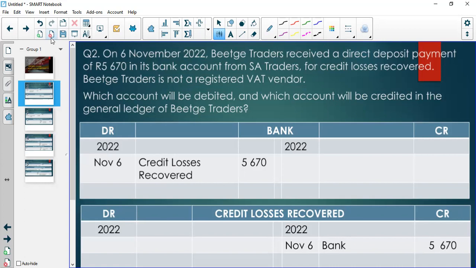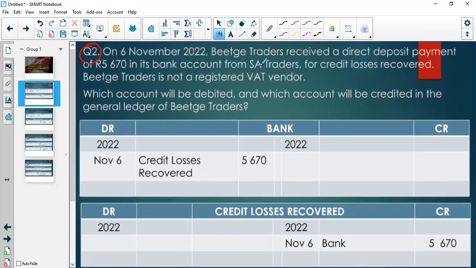Now we have question 2, which is very interesting. We received this BT, and they received a direct deposit payment of this amount. Somebody just deposited, and we find out who this is. We realize it's SA Traders, for credit losses recovery. These guys had disappeared with our money, let's say 2-3 years back, and we decided to write them off, to cancel them. But now they came back and just made a deposit.